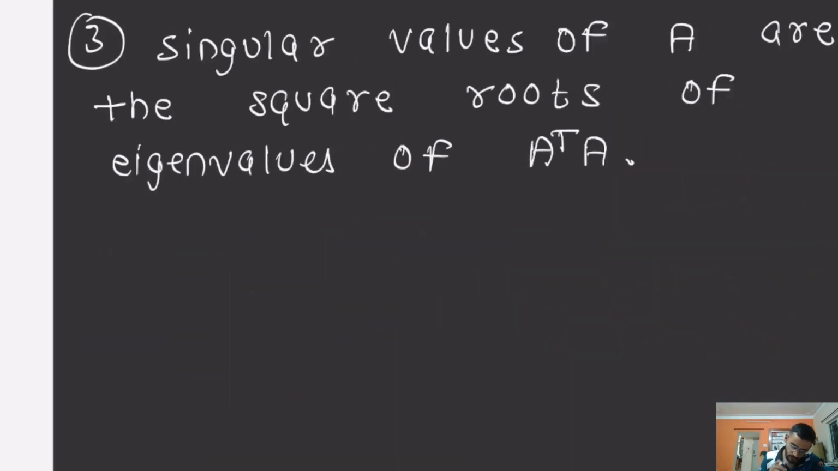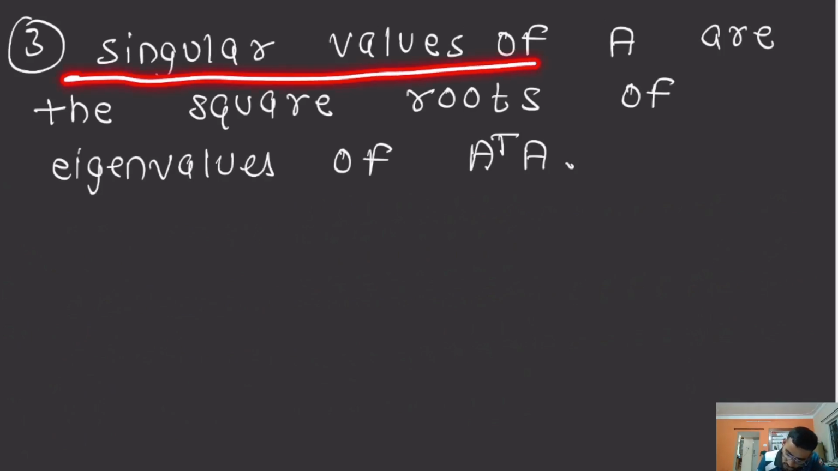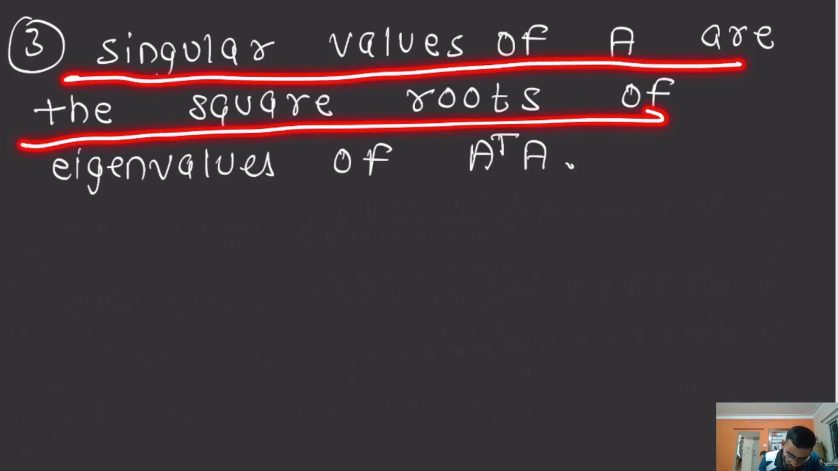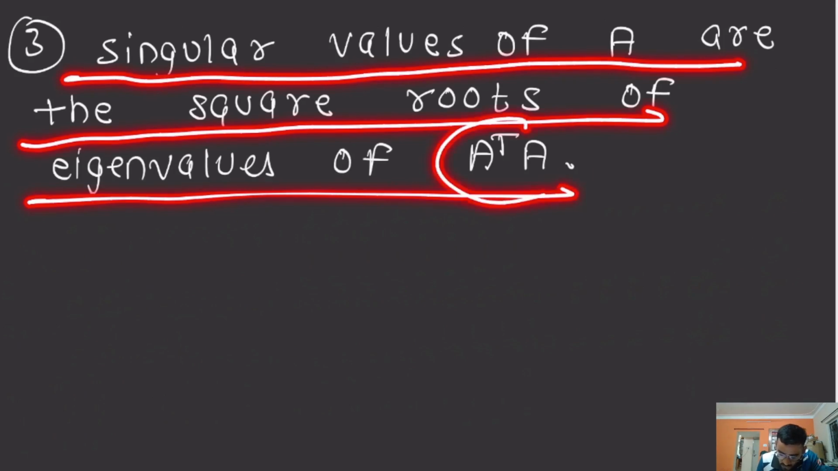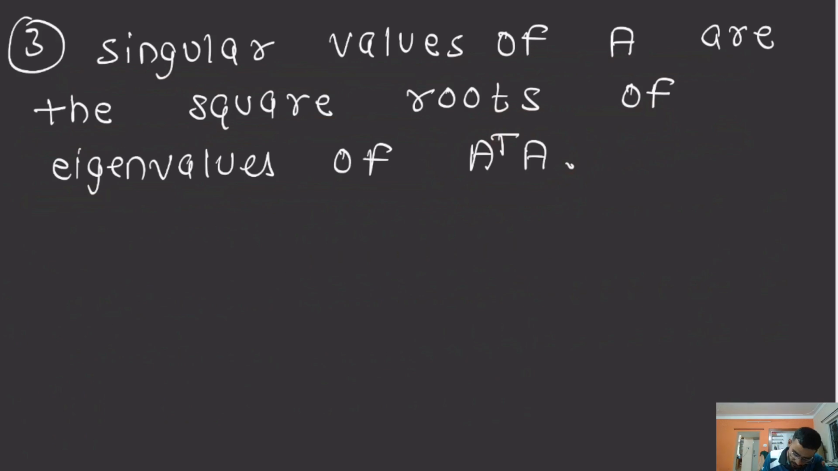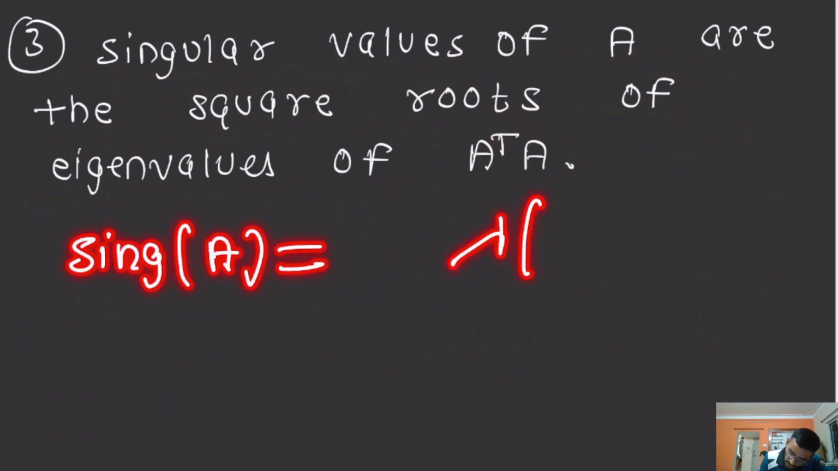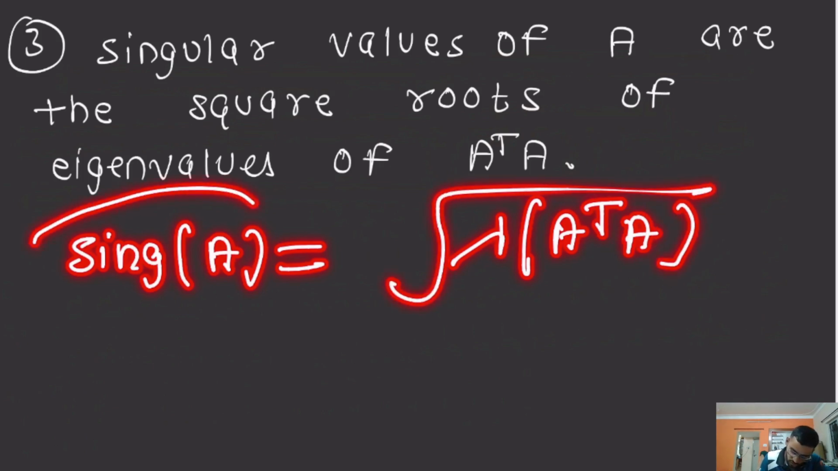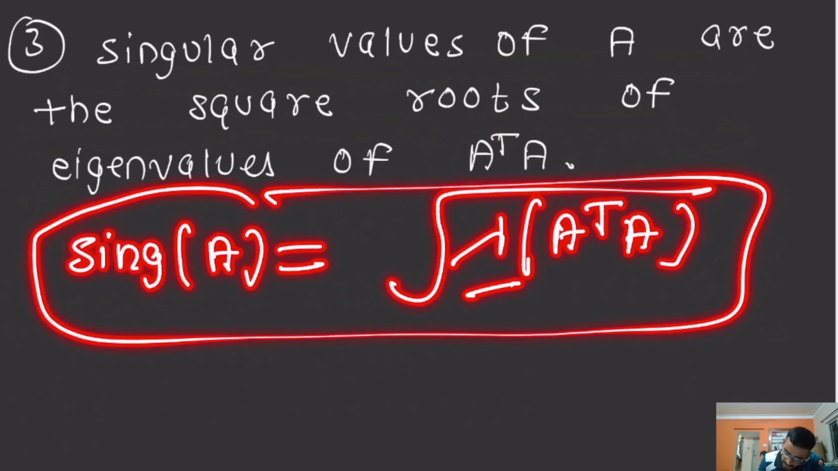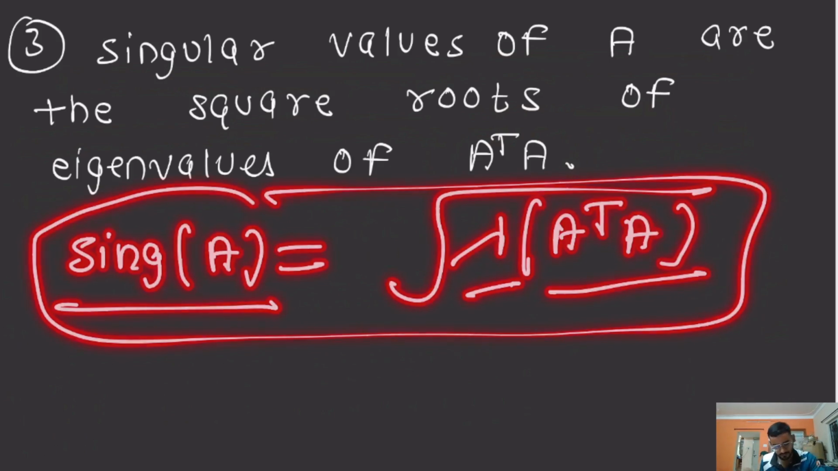Okay. Now the third one is that the singular values of A are the square roots of the eigenvalues of AᵀA. What does that mean? If we need to find the singular values of matrix A, first we find the eigenvalues of AᵀA and just take the square root. So the square roots of the eigenvalues of AᵀA are the singular values of A.